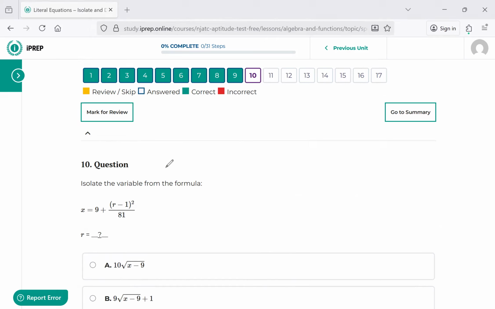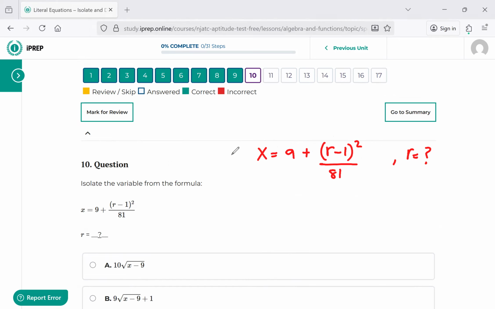Question 10, isolate the variable from the formula. We have to solve for small r. Okay, this looks bad. This can be a difficult one, especially when you have a time limit. So you have x equals 9 plus (r minus 1) squared over 81. And our goal is to solve for small r.